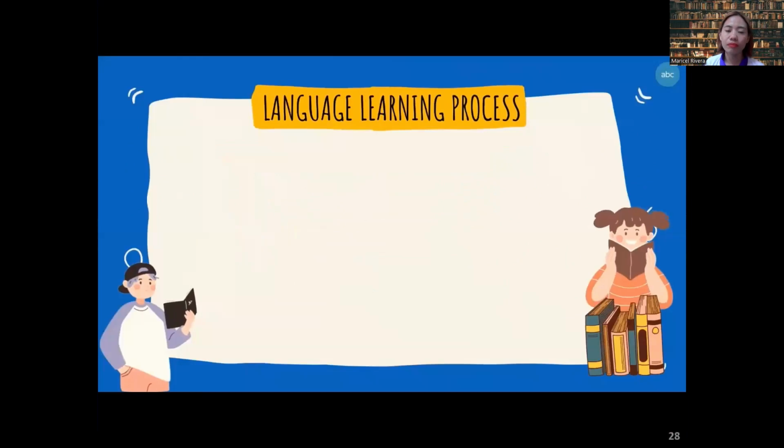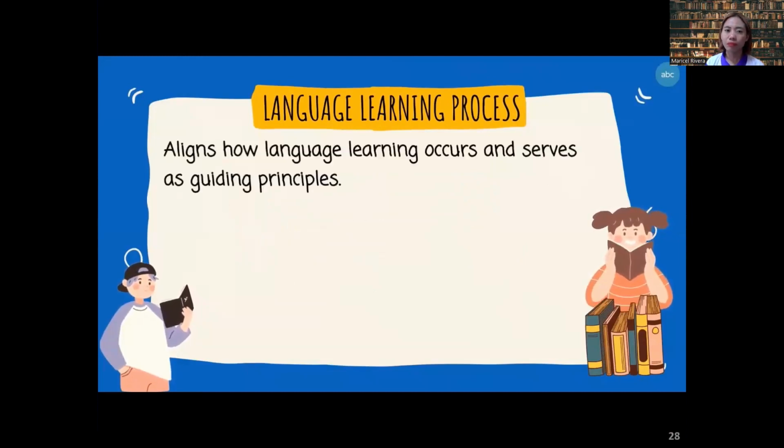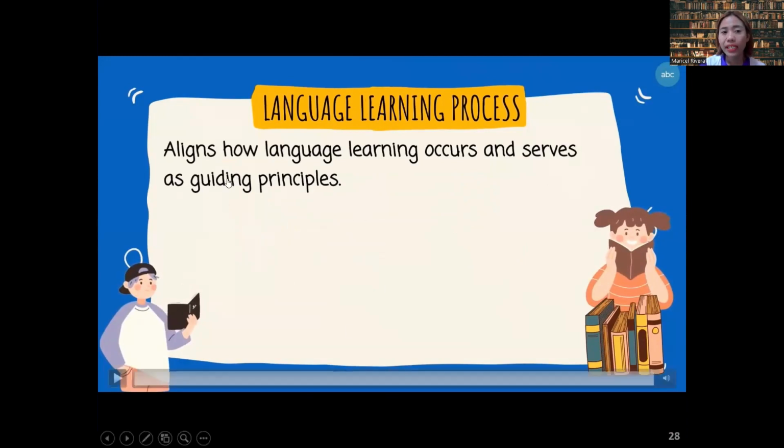The first component represents the learning process that will influence language acquisition and learning. It aligns how language learning occurs and so serves as a set of guiding principles for language teachers. Language teachers must adhere to the 6 language teaching principles in order for language acquisition and learning to be efficient. These beliefs illustrate how language evolved naturally. So component 1 aligns how language learning occurs and serves as a guiding principle. Like, key terms here.